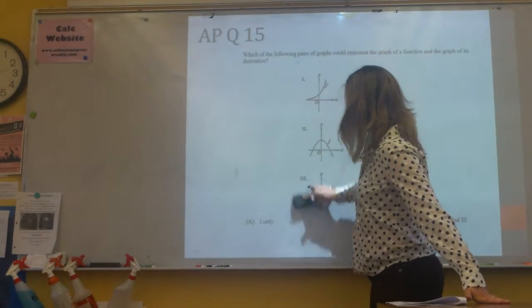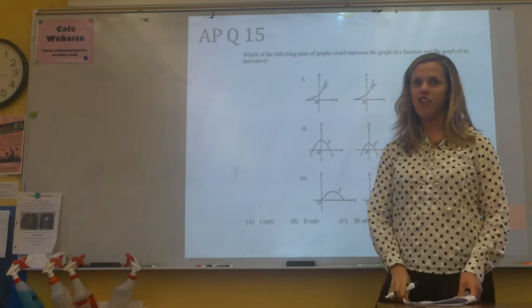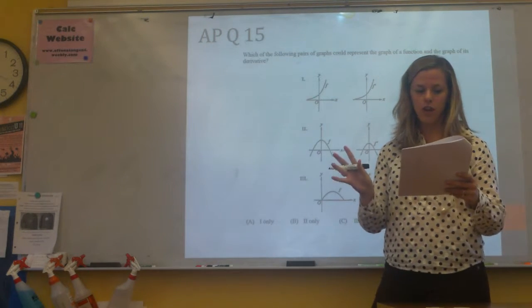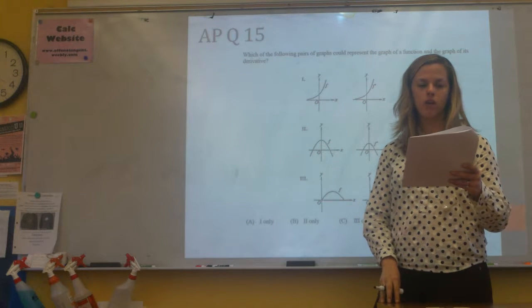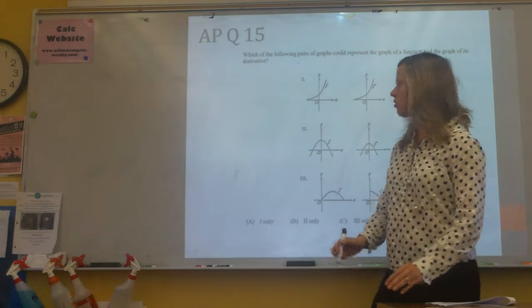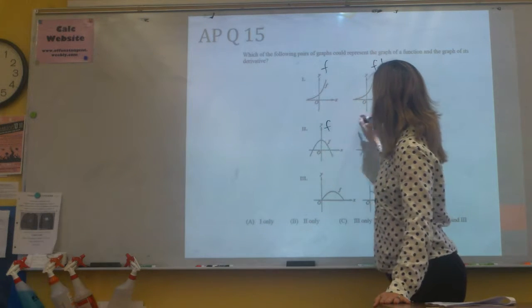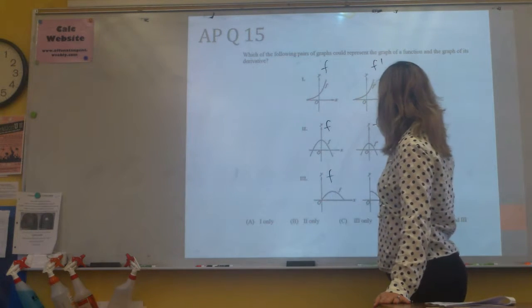Whew, alrighty, this is one of my favorite questions, and our last question. All right, it's also a little tricky. Which of the following pairs of graphs could represent the graph of a function and its derivative? So it has it annotated. This is f, this is f prime, this is f, this is f prime, this is f, this is f prime.